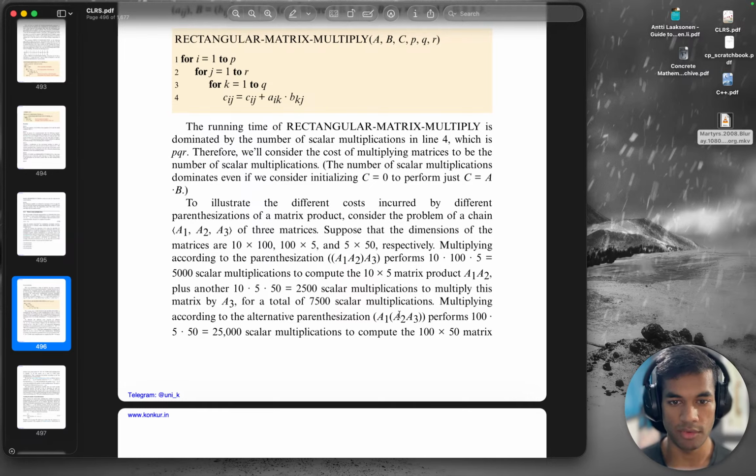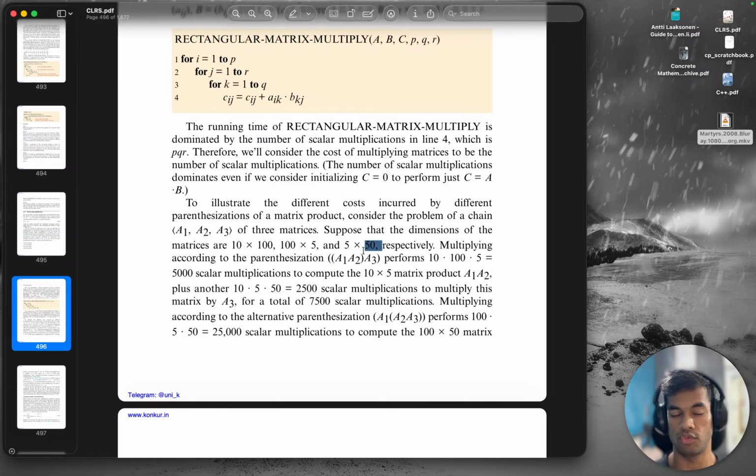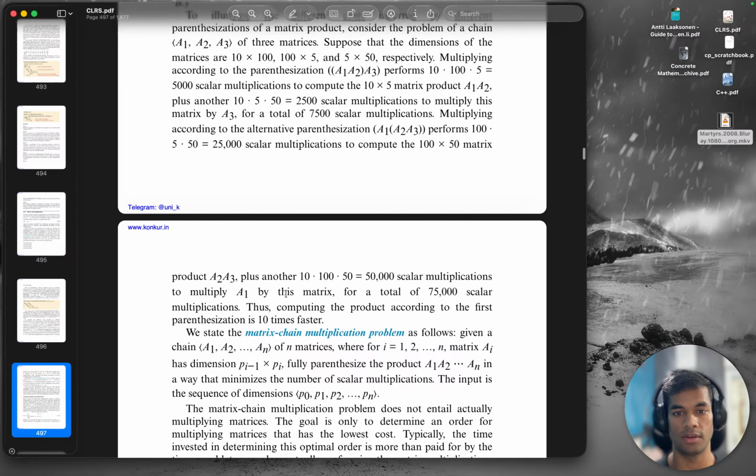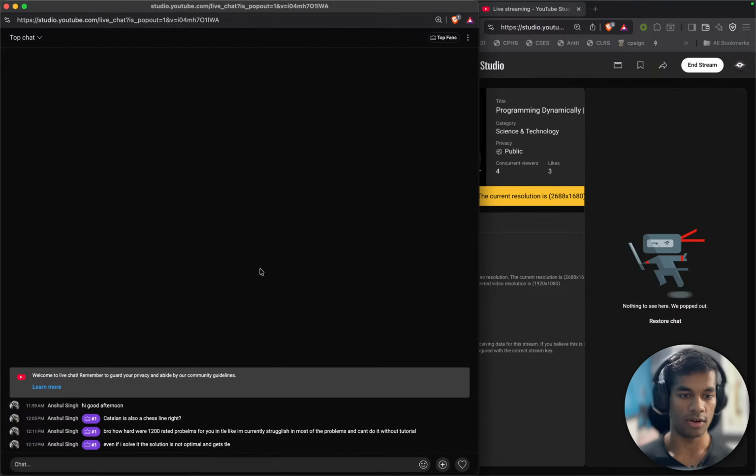And after that, when we have multiplied A2 and A3, we will have to multiply that product with A1, which involves 10 into 100 into 50. That is 50,000. So 50,000 plus 25,000 is 75,000. 75,000 total scalar multiplications. That is a lot.